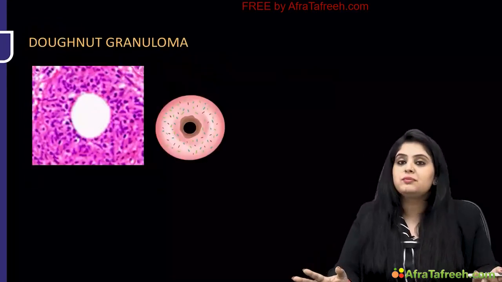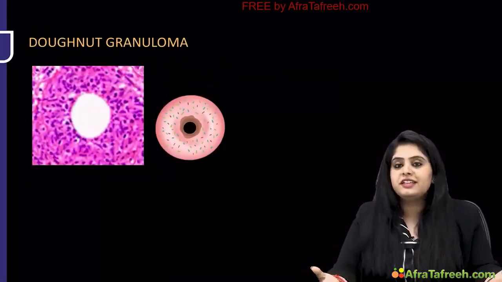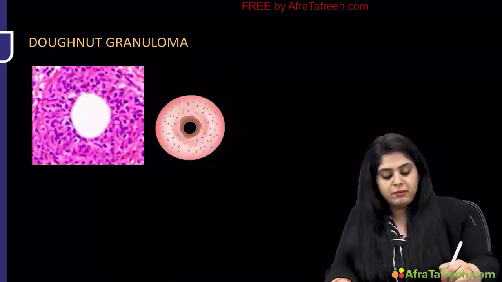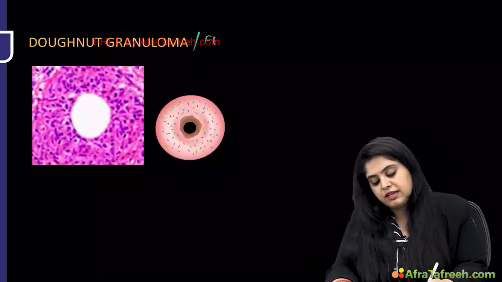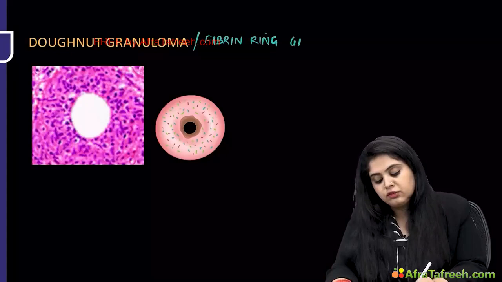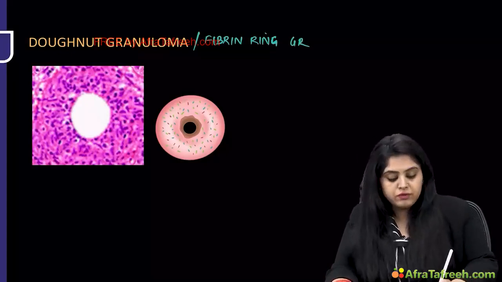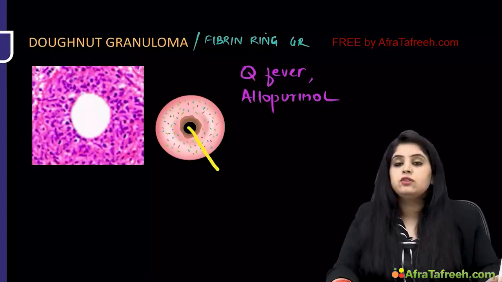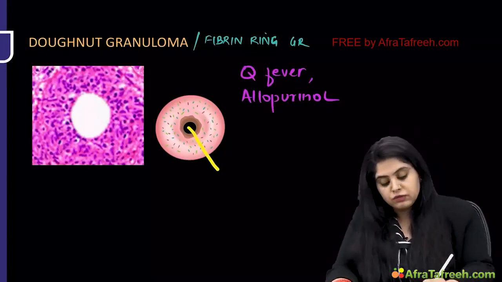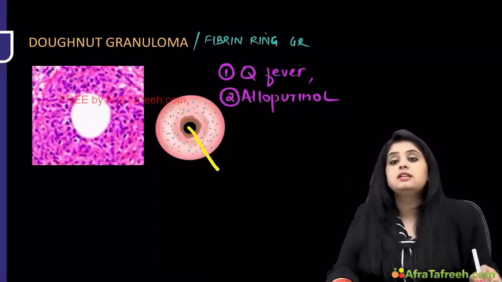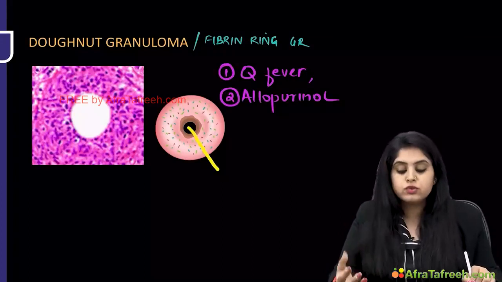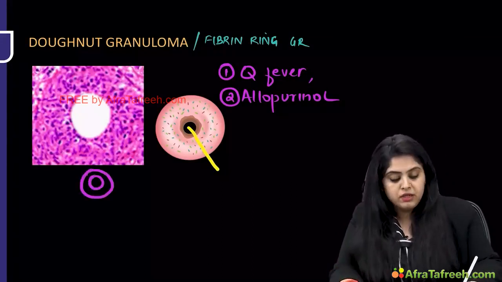Coming to the next, this is also my favorite because it looks exactly how they're saying it. Donut. It says donut and it's looking also like a donut. Please remember, for students targeting higher institute exams, donut granuloma is also known as a fibrin ring granuloma. And all that you have to do, make a line through the donut. So which infection? Q fever. Donut granuloma is going to be seen in Q fever, and it is also seen with a drug which was an AIIMS 2011 question, that is allopurinol. So remember, Q fever and allopurinol, they show you donut. So from donut make a Q out of it.